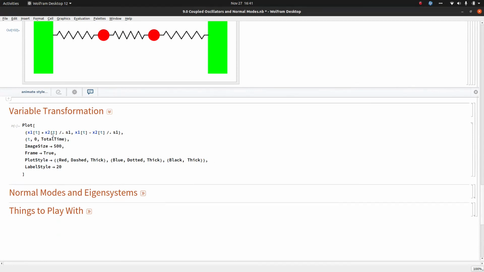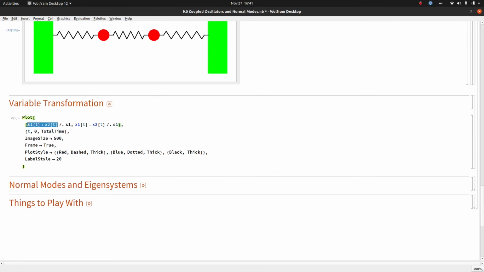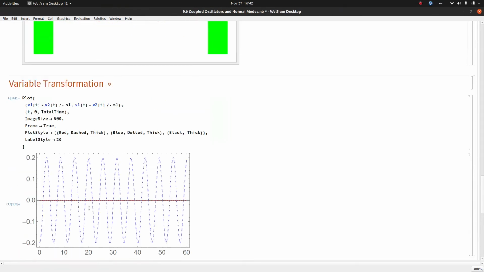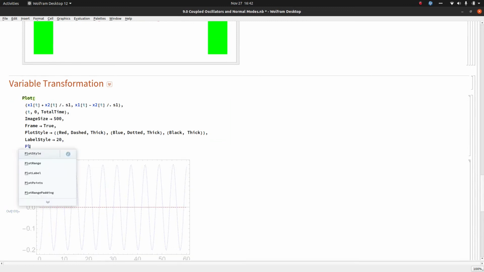So if we were to plot the system in its current state, we're going to plot two things. We're going to transform from our variables being x1 and x2 to being x1 plus x2 and x1 minus x2. So starting with the motion being 180 degrees out of phase, if I make this plot, let me actually put a plot legend in here.